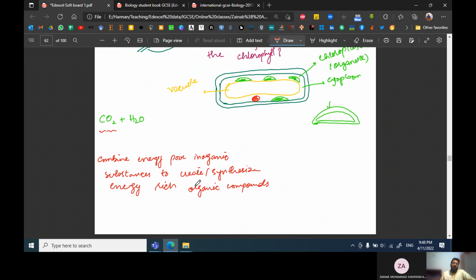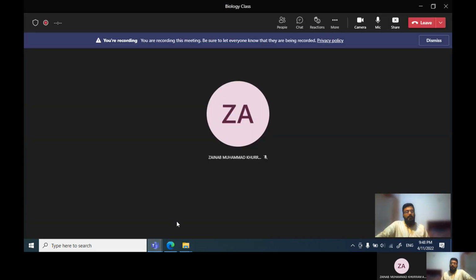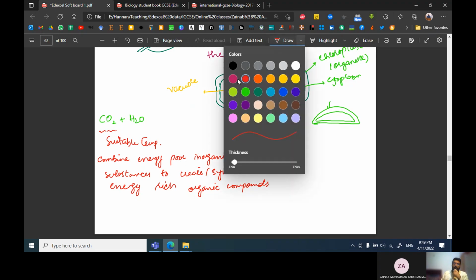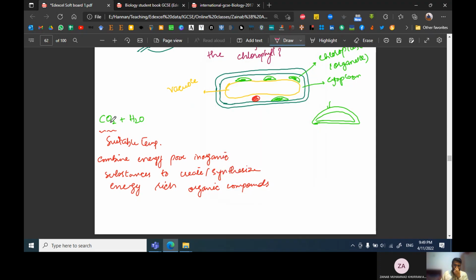What does it mean? That if you cut off the supply of the carbon dioxide, if you cut off the supply of the water, even you would be needing a suitable temperature. So it means that the right things must be supplied to the plants. So let's have a look.